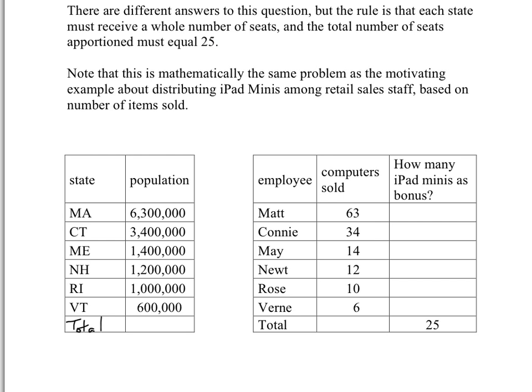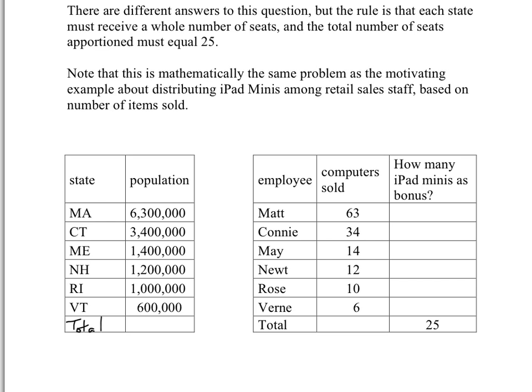Now, the problem that we've just stated for our 6 states in the newly formed nation of New England, and our other example from before about computer sales and allocating iPad minis as a bonus, it's worth pointing out that mathematically these are equivalent. Right? That's actually why these examples were set up this way. And so Matt sold 63 computers. That corresponds to Massachusetts having population 6.3 million. Right? So in the population, every 100,000 people correspond to one item here in the computer sales.